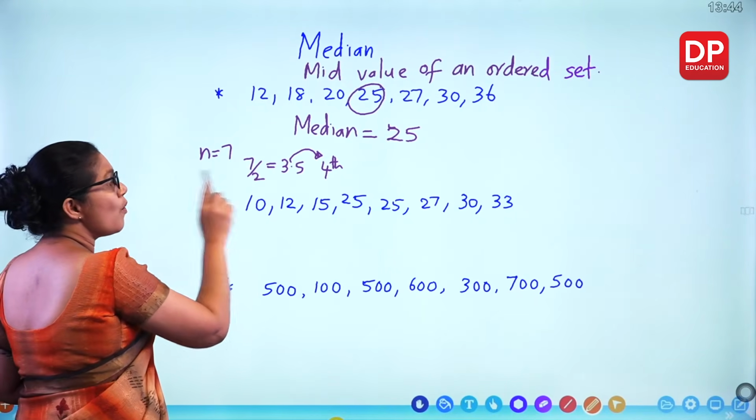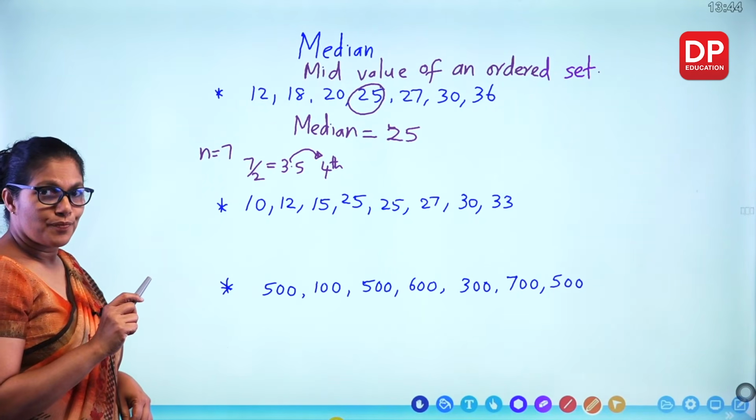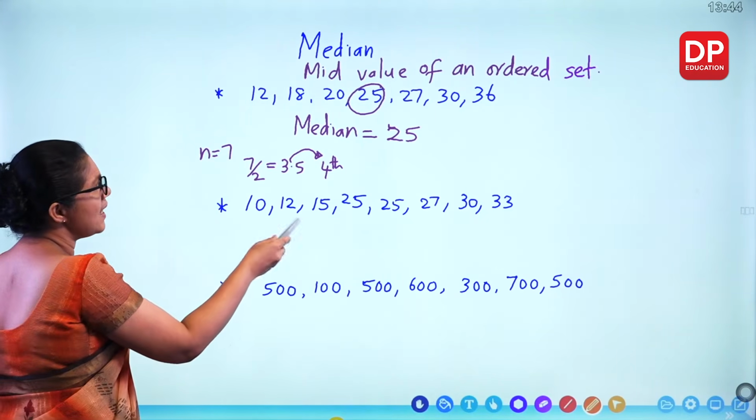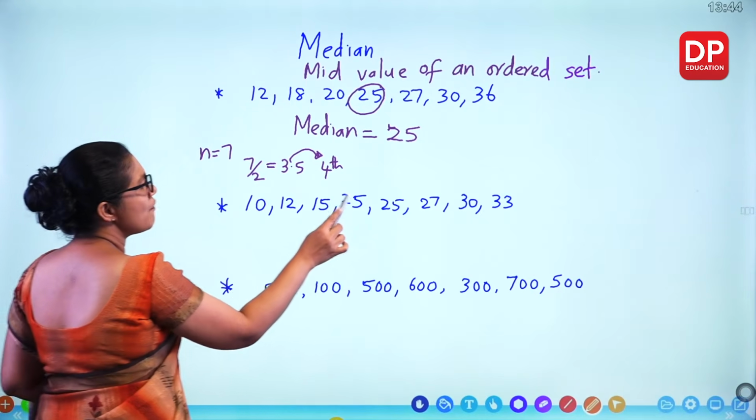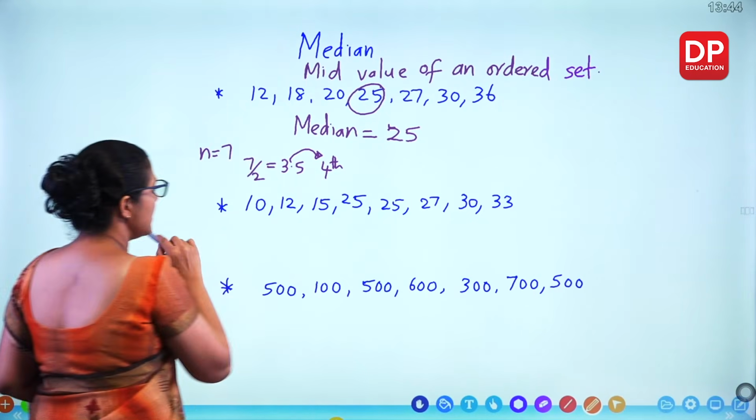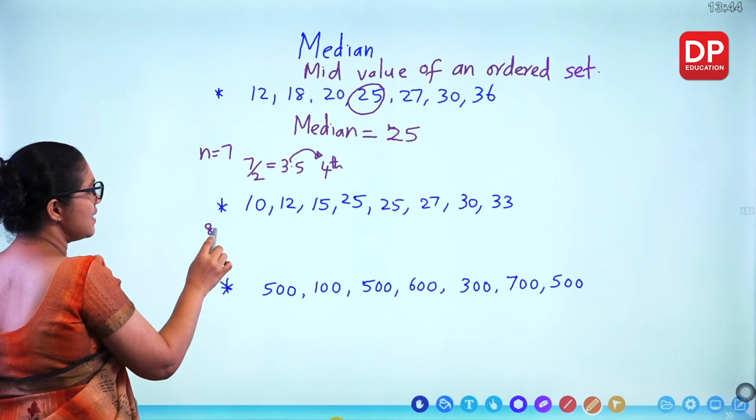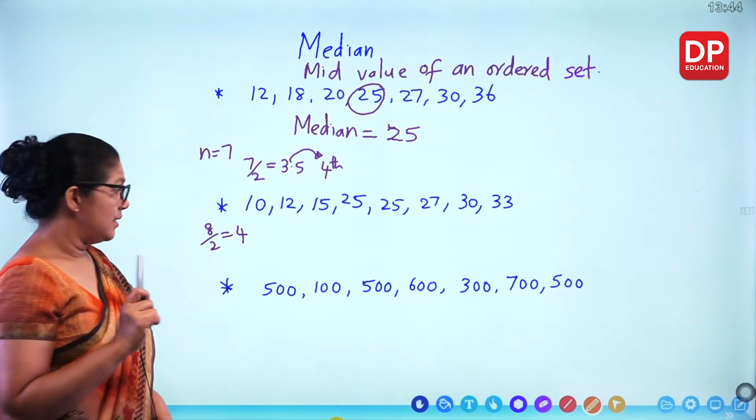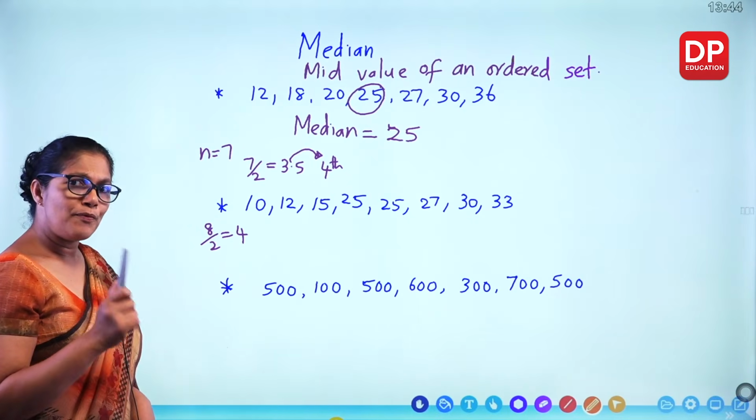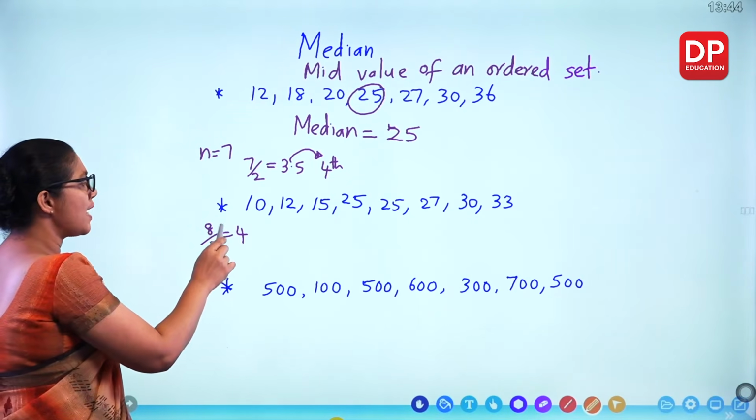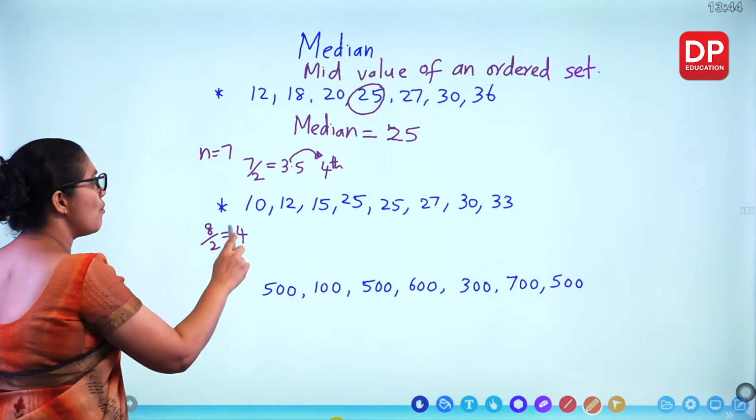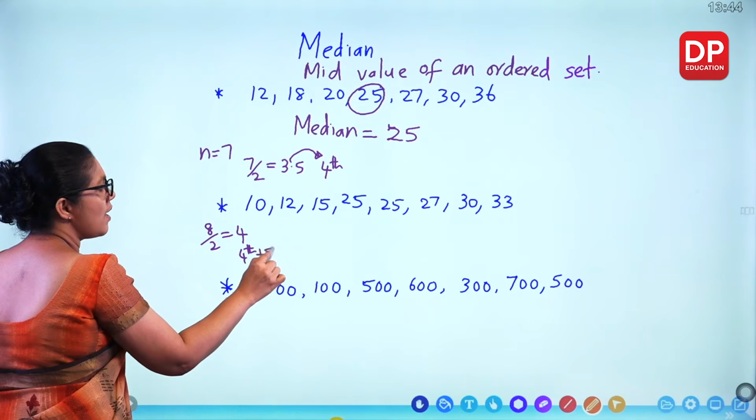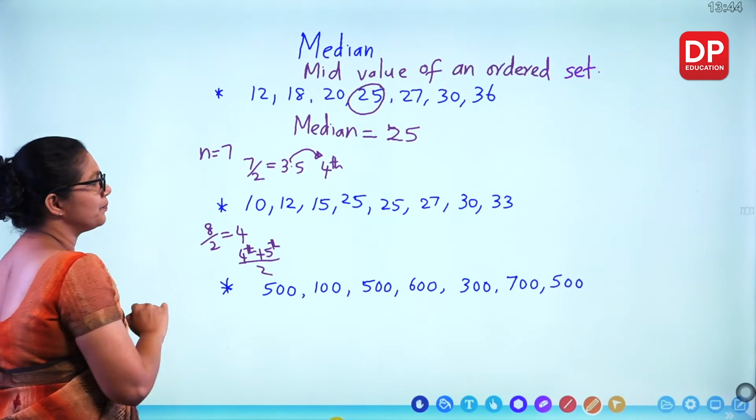When you get a whole number, what you do? That means you get 2 middle values. We'll take this example and see. 1, 2, 3, 4, 5, 6, 7, 8. 8 is n. Divide by 2, you get 4. Whole number there. When you get a whole number, you get 2 middle numbers. What you do? You take the fourth observation and the fifth one, and divide by 2.